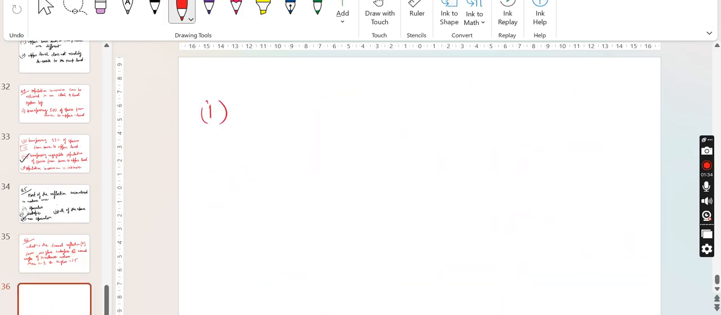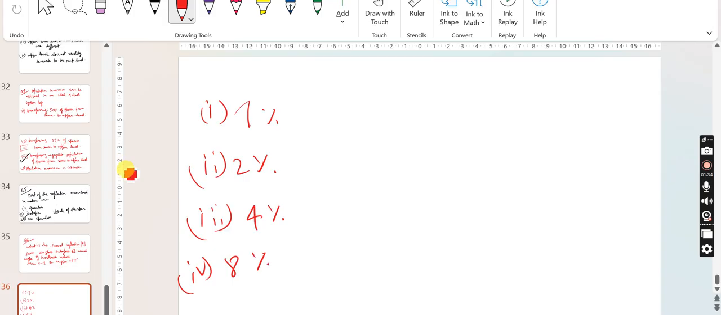So options are 1%, 2%, 4%, 8%. So 4% is the answer.